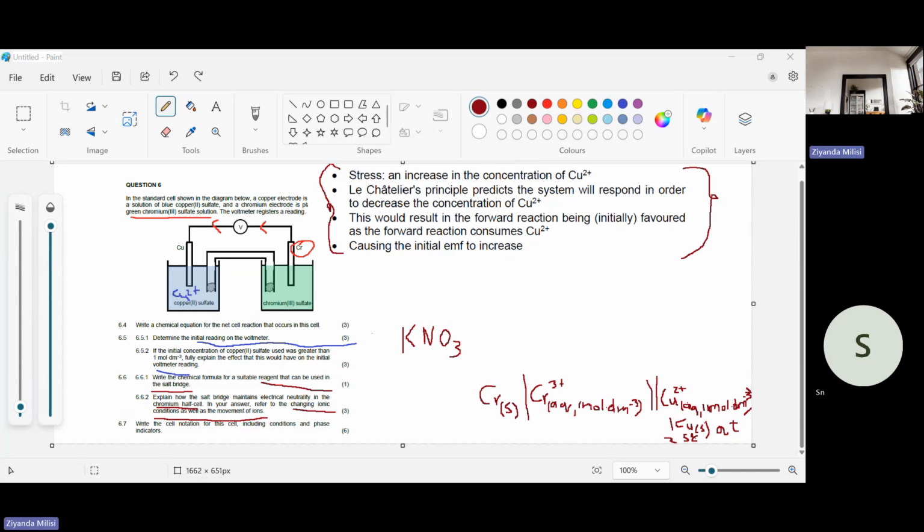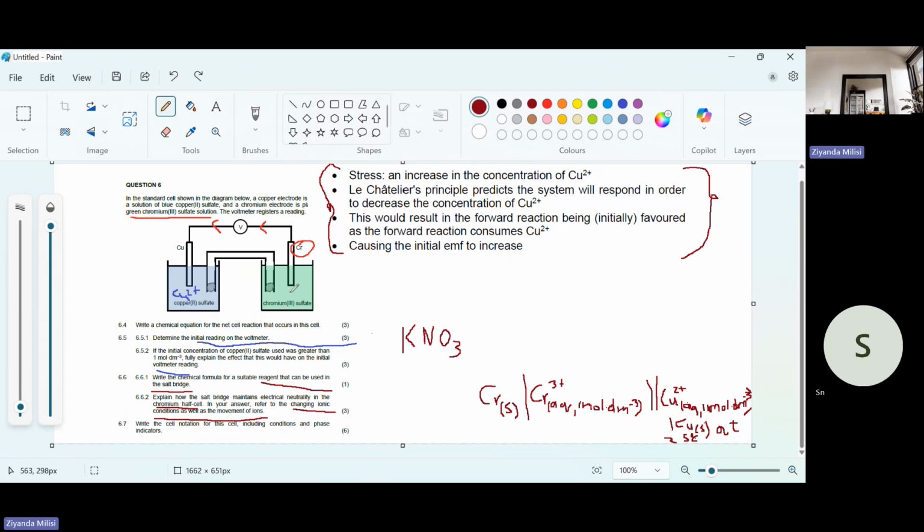Then 6 marks for that one. Question 6.6 said: explain how the salt bridge maintains electrical neutrality in the chromium half cell. Remember, in your answer, refer to changing ionic conditions as well as the movement of ions. All right, it's clear here.